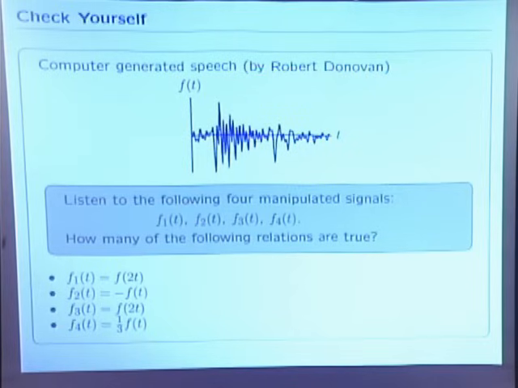Okay, how about this one? Yeah, so the idea was that there were two that were correct. So the 85% of you or so who got two, presumably you got the right two, right? But I won't ask.